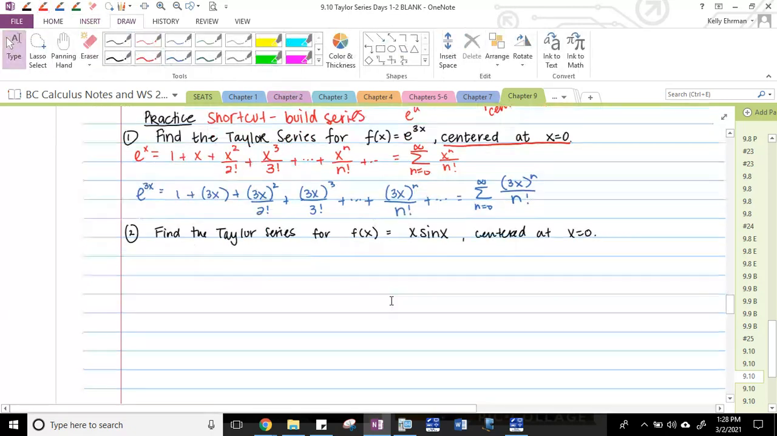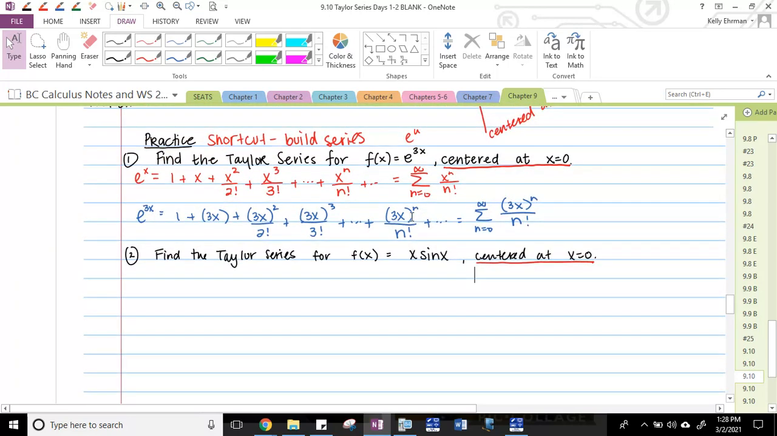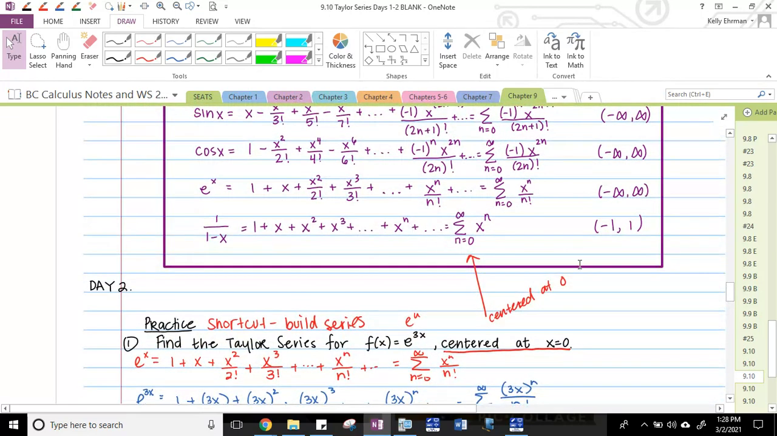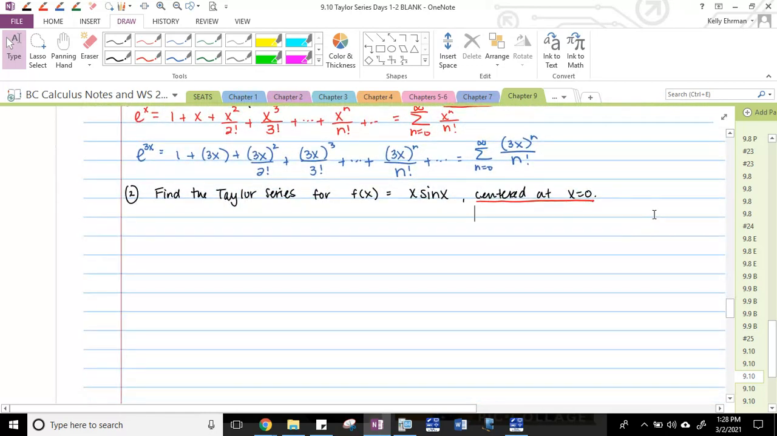Find the Taylor series for f of x equals x times sine x. Again, centered at 0. If we were centered at pi over 3, I couldn't build the series because centered at pi over 3, I don't have any 0 terms. I'd have a term represented everywhere. We had that on our quiz.